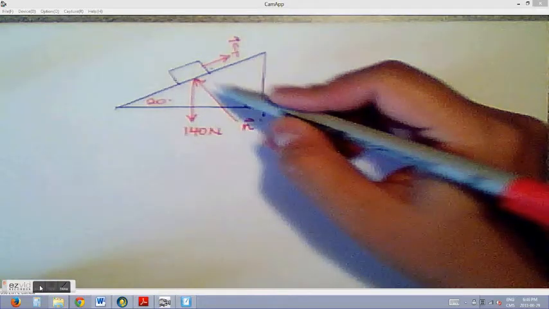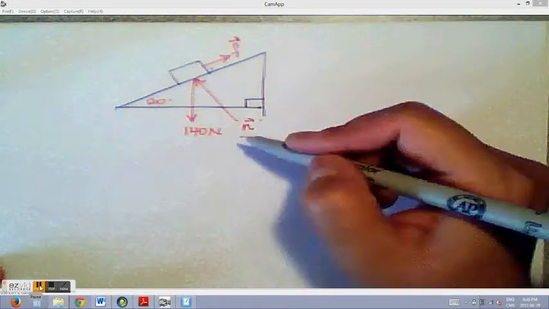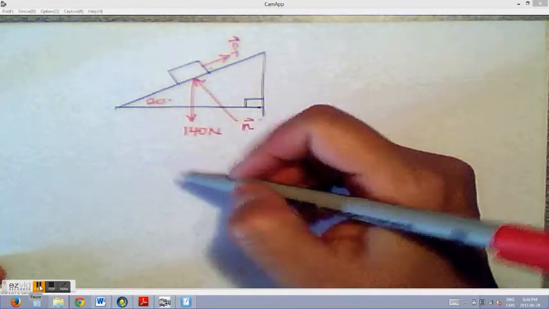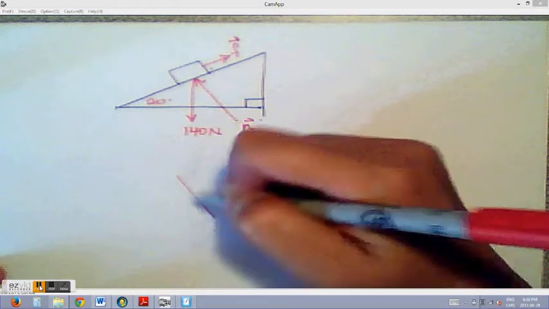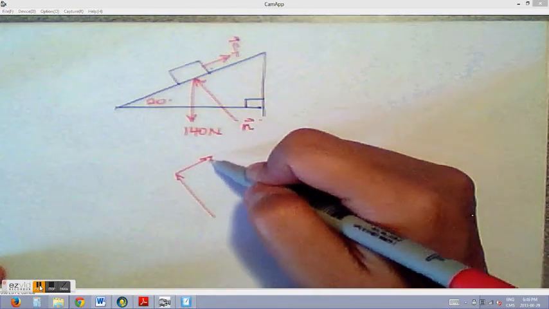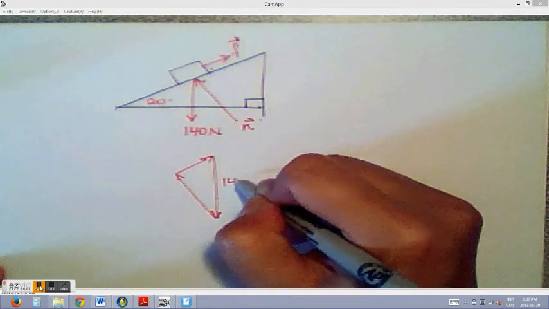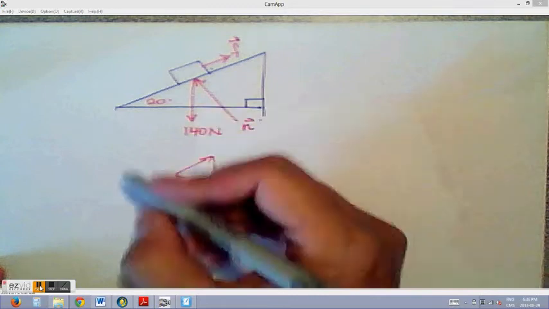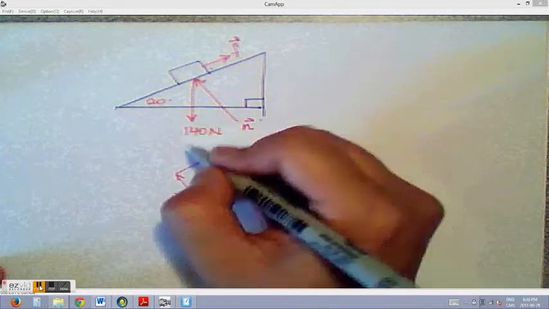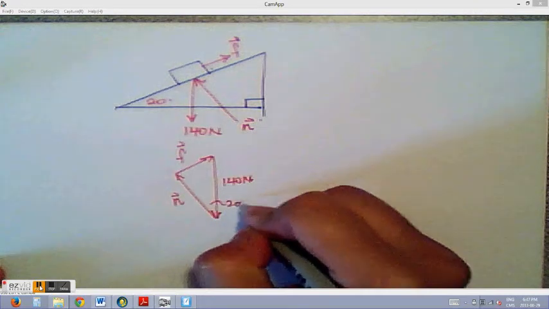I'm going to redraw all these vectors in a different orientation so that it looks a little bit more clear. So we have the normal force, we have the force of friction, and then of course we have 140 newtons. And all these forces are working together in order to keep the box stationary. That's 20 degrees.